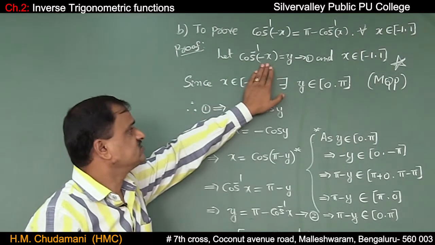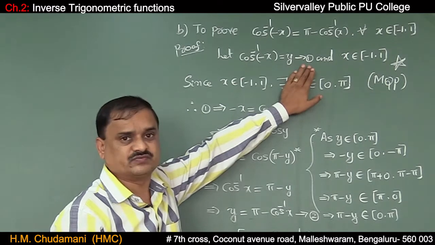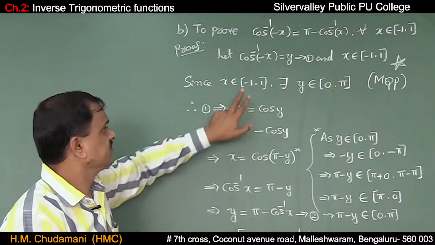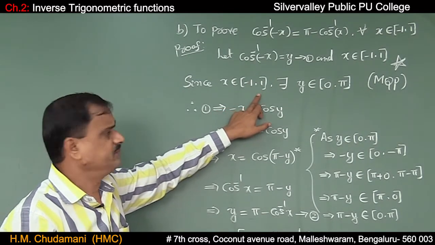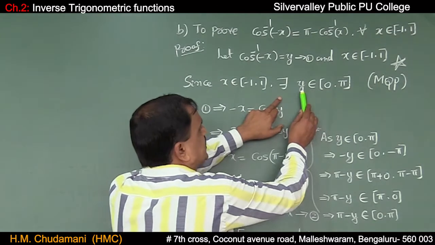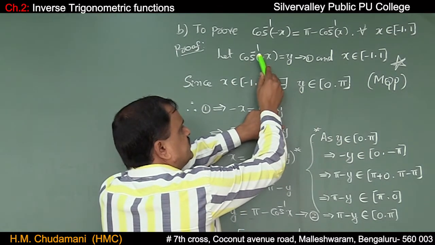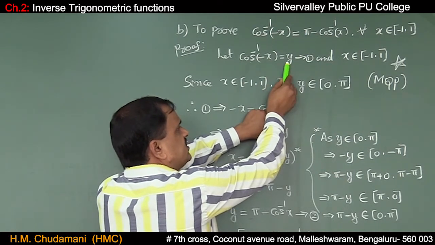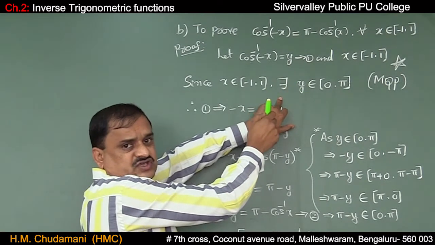Let cos inverse of minus x is equal to y, say equation 1, and x belongs to minus 1 comma plus 1. Since x belongs to minus 1 comma plus 1, there exists a unique y. If x is minus 1, y is cos inverse of 1, which means 0. Cos 0 is 1, you know.